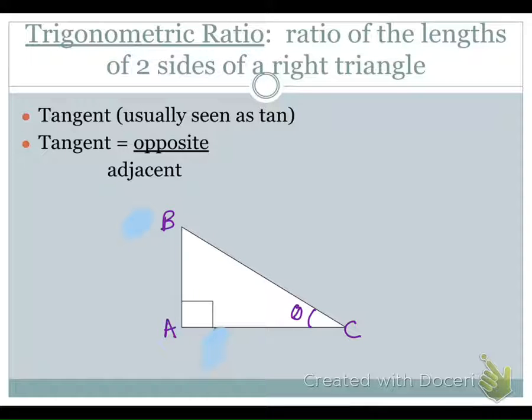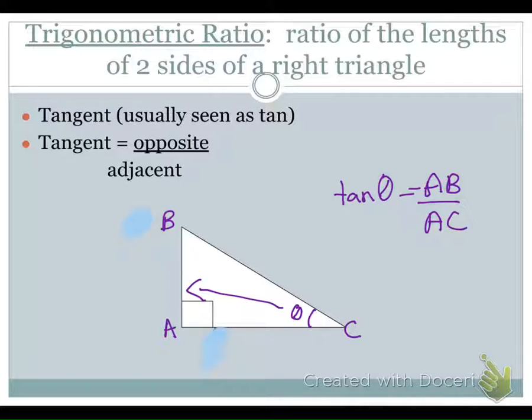So tangent is opposite over adjacent. So if we were going to find tangent, tan of theta equals the side opposite of theta, which is AB, over the side adjacent. So remember we talked about adjacent angles. They were angles that lie next to each other. So this is going to be AC.